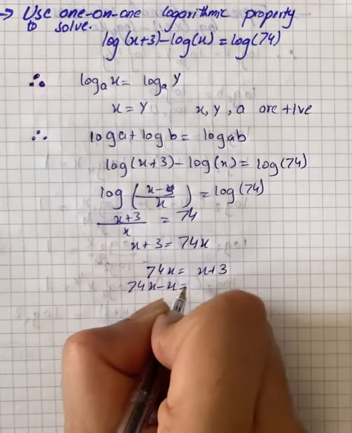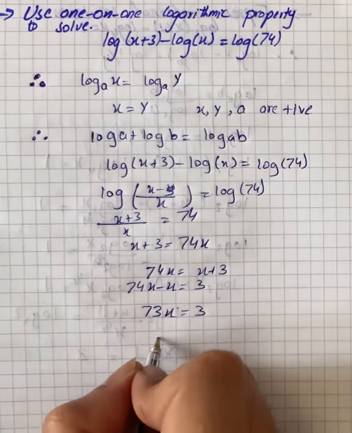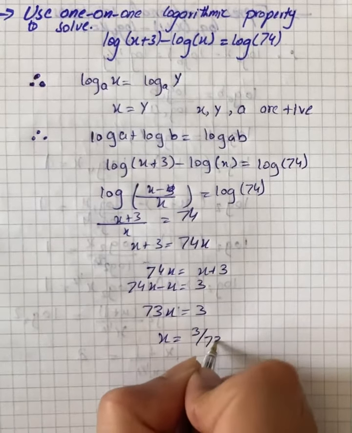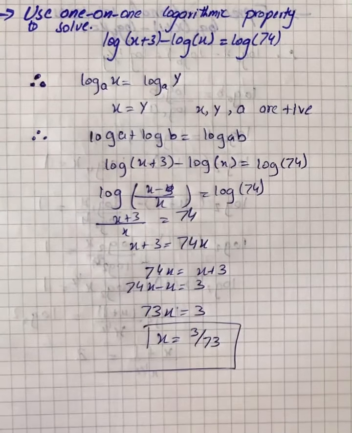74x minus x is equal to 3. 73x is equal to 3. So x is equal to 3 by 73, right? That is our solution for the given expression.